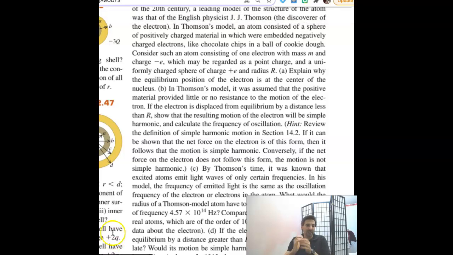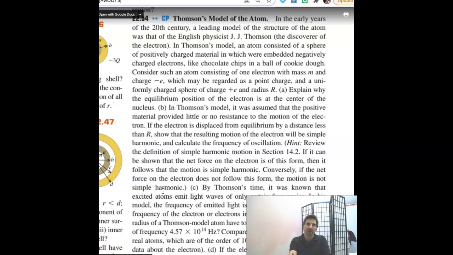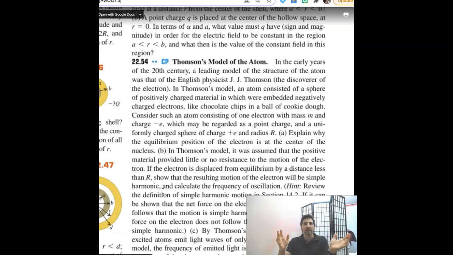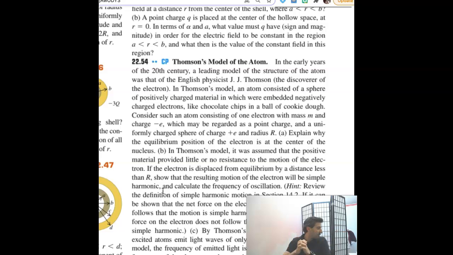I'm Mr. Rose, and today we're going to talk about, sorry, let me scroll up here a little bit. There we go. Today we're going to talk about the J.J. Thompson model of the atom, question 22.54 in your textbook. And the textbook is Young and Freeman, the 13th edition.